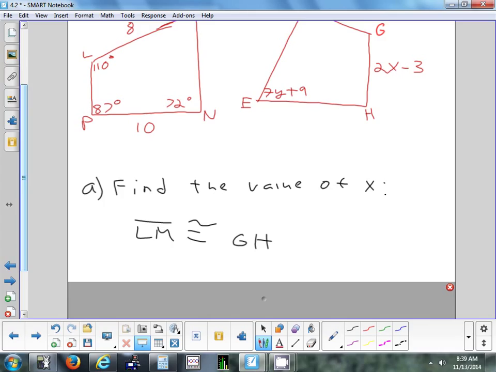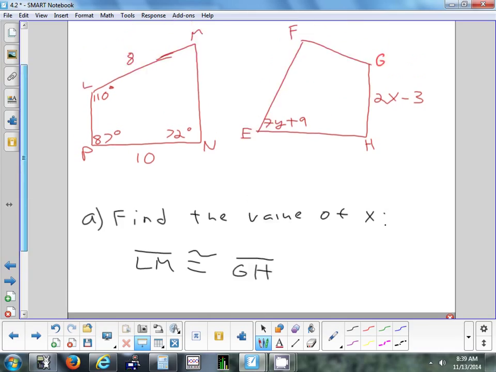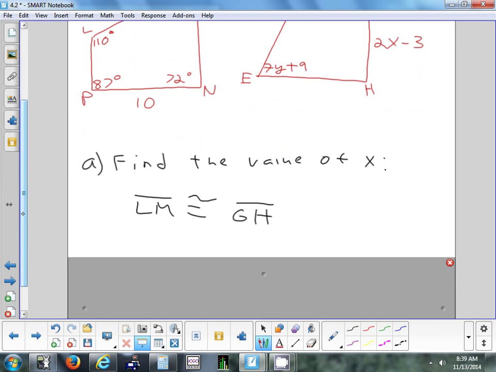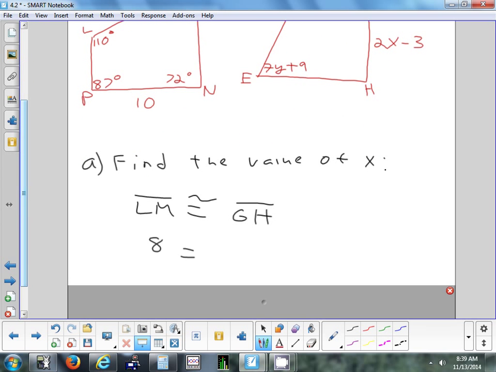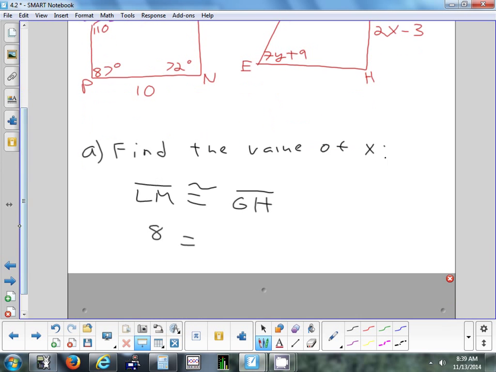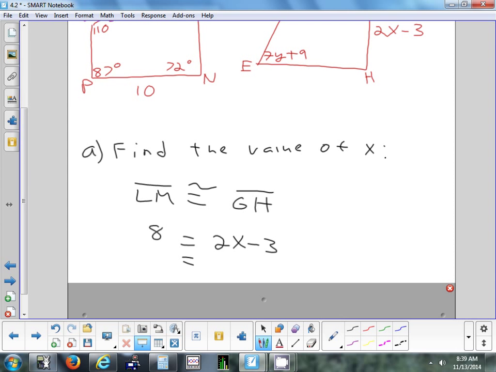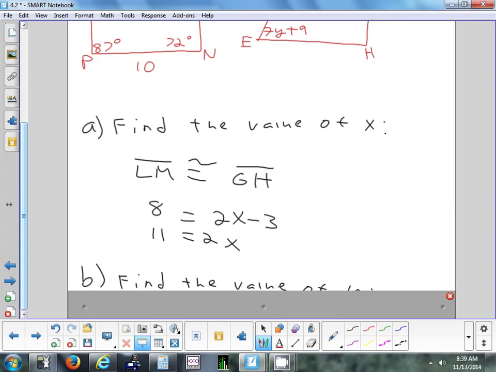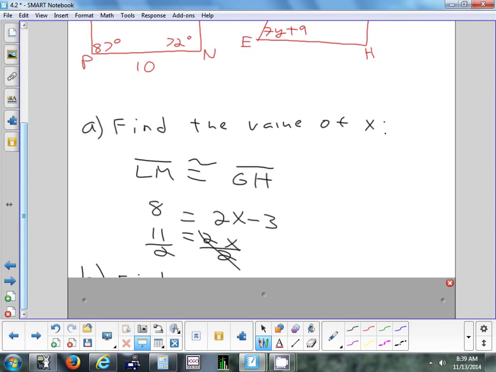Okay, we'll now fill in what we know. How long is side LM? Yeah, it's 8. And how long is side GH? Yeah, 2x minus 3. So if the sides are corresponding, that means they're congruent. If they're congruent, they're the same length. Okay, now we solve that equation. So add 3 on each side, we get 11 equals 2x. Divide by 2. And there's our value for x. Okay, 5.5 or 11 halves.